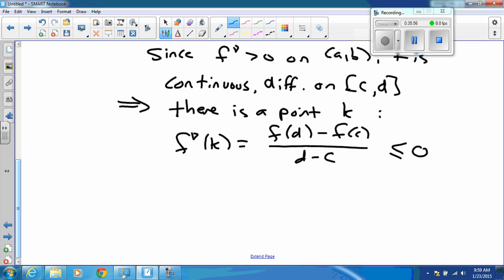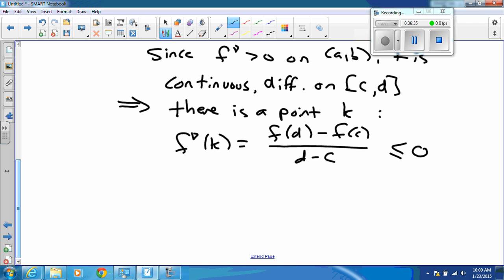But wait! Stop! This is impossible! Because we already know that f prime of x is what? Greater than 0 on the entire interval a to b. And yet, if f is not increasing, the mean value theorem guarantees that there will be a point k where f prime is either negative or 0. That's not possible. Because it is not possible for f prime to be positive and for f not to be increasing. You see the logic there?